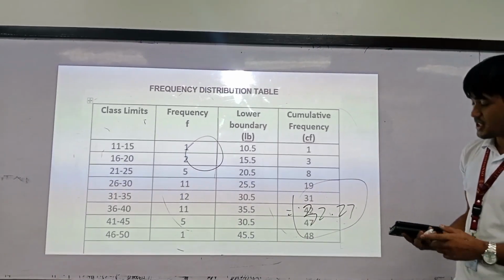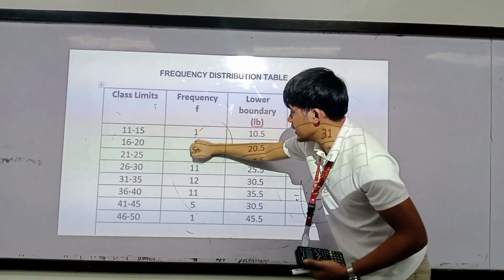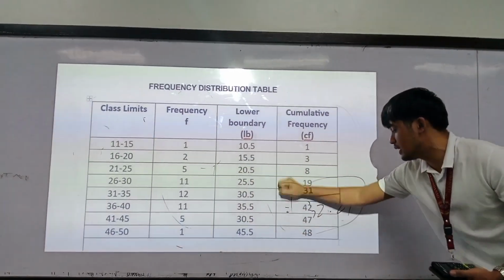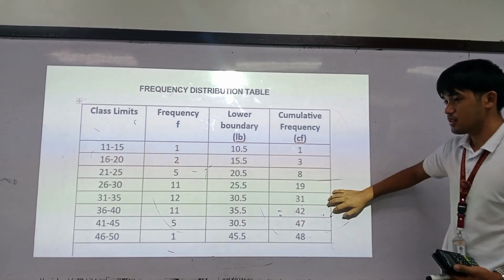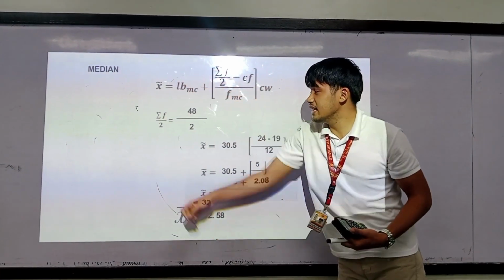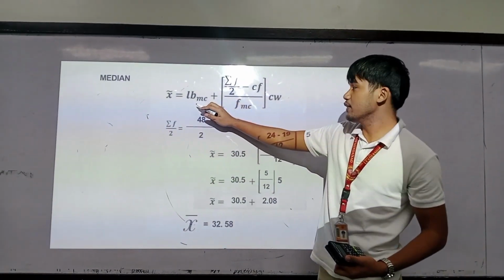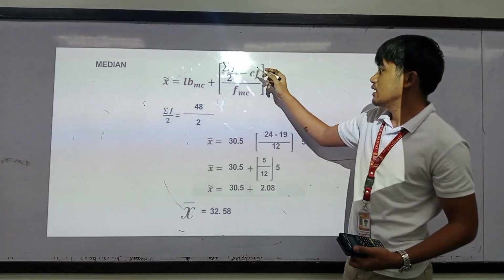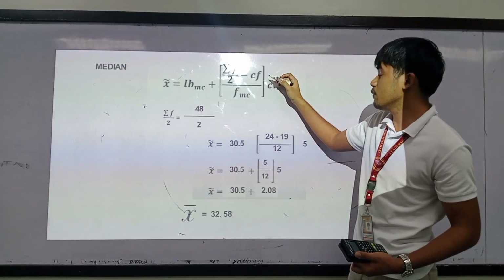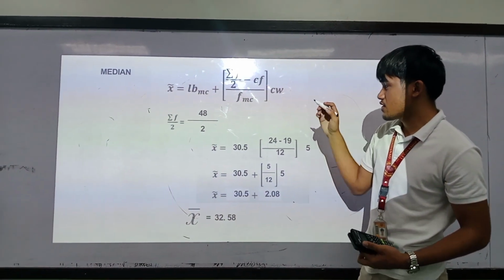So second is getting the median. Since we already have our table, then we can solve the median. The formula that we need is the LB, or the lower boundary, plus the summation of f divided by 2 minus cumulative frequency, over frequency, times interval.